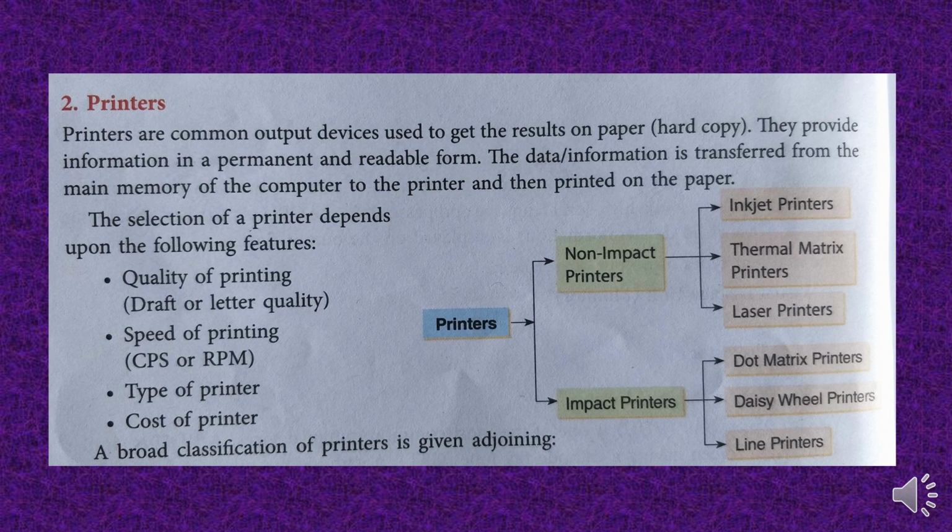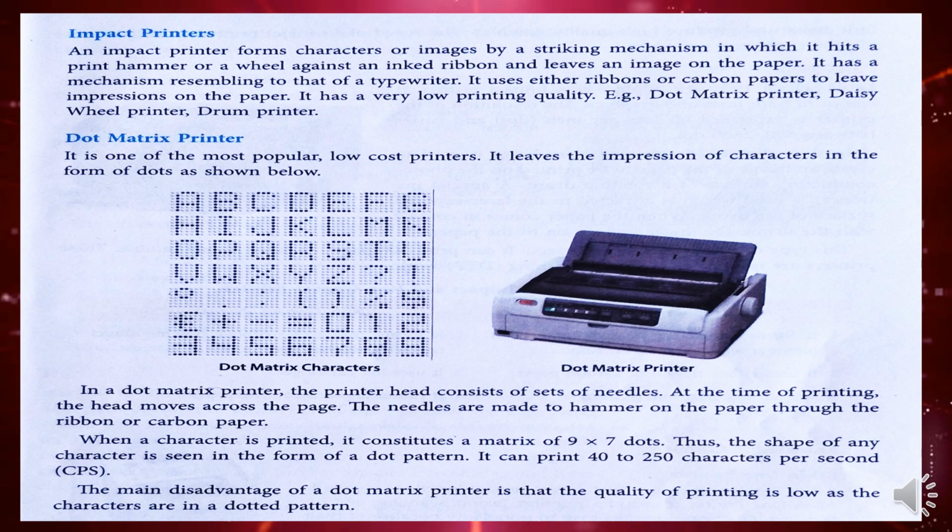Now it is broadly classified into two categories, that is non-impact printer and impact printer. Non-impact printer consists of these three: inkjet printer, thermal matrix printer, laser printer. And impact printer consists of dot matrix printer, daisy wheel printers and line printers. So in our next slide we will see all these. Let us talk about impact printer first.